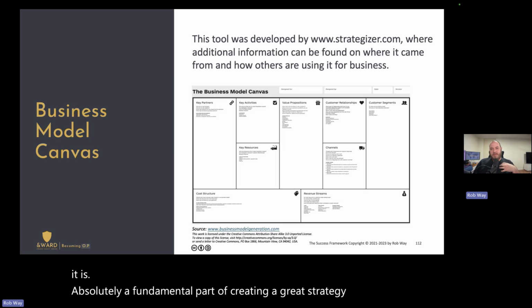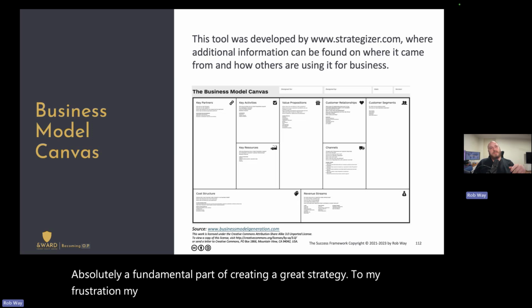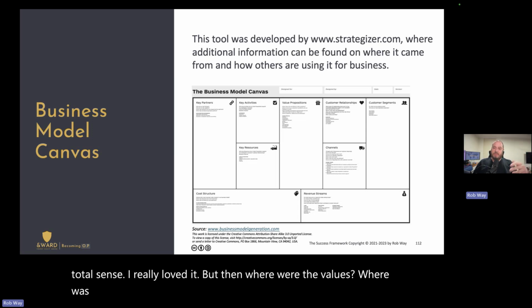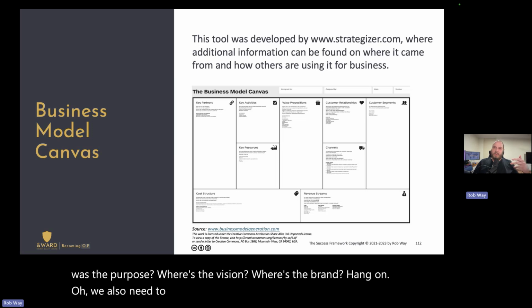To my personal frustration, when I did this, I got it. It made total sense. I really loved it. But then where were the values? Where was the purpose? Where's the vision? Where's the brand? Hang on, oh, we also need to do goals. How do I make sure my goals are traceable, et cetera, et cetera, et cetera.